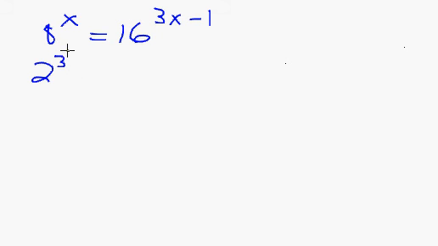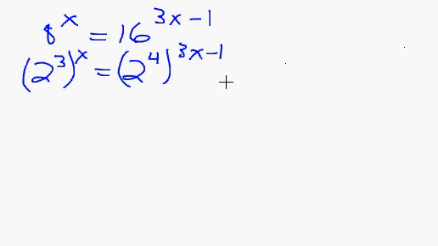And the next one, I need to go look at it. I think it was 8 to the x equals 16 to the 3x minus 1. This problem is like the other problem because we can get the same base. 8 is 2 times 2 times 2, so 2 to the 3rd, to the x. 16 is 2 times 2 times 2 times 2, 2 to the 4th, to the 3x minus 1. You just have to look for that.